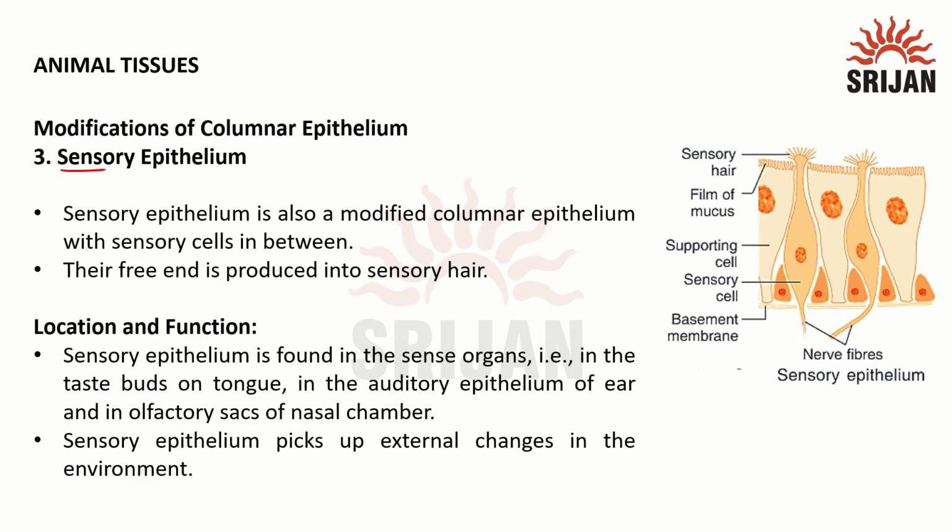Next modification is the sensory epithelium. So sensory epithelium contains sensory cells. On the free end, they produce a structure known as sensory hair. So as and when this receptor receives a stimulus, it will generate an impulse so that our sense organs can get the impulse and transmit it to the nerve cell. So location, these are mainly found in the sense organs, basically taste buds on tongue, auditory epithelium of ear and olfactory sacs of nasal chamber. Now sensory epithelium picks up external changes of the environment and transmits the information.